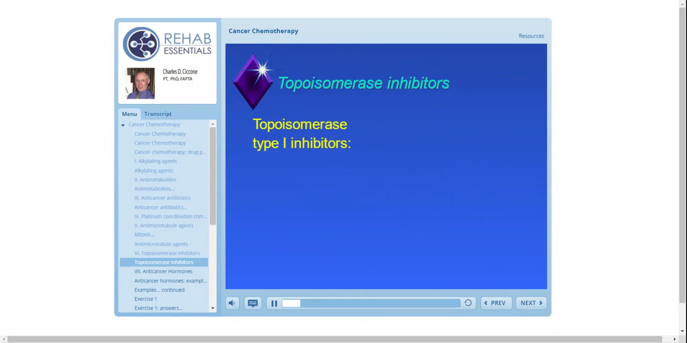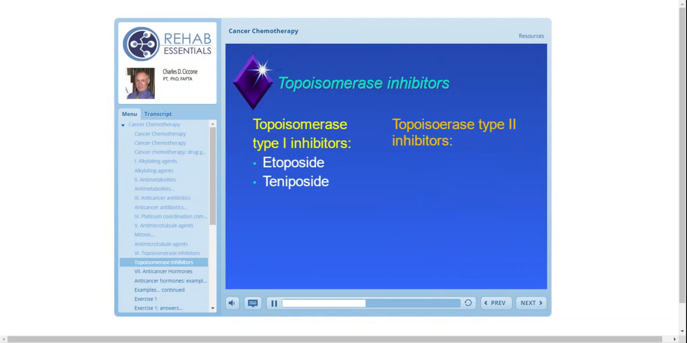So we have two major groups depending on which type of this enzyme they inhibit. There's the topoisomerase type 1. Drugs that inhibit this one are etoposide, teniposide, and then the topoisomerase type 2, the irinotecan, topotecan. So two ways to do this. Again, fairly powerful drugs because of the way they work. They initiate really the self-destruction of the DNA during cell division.